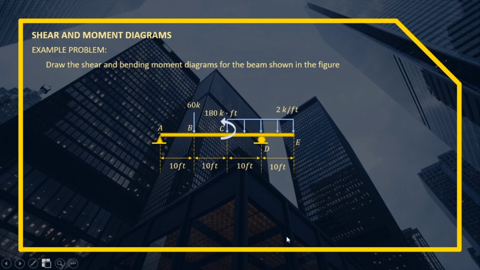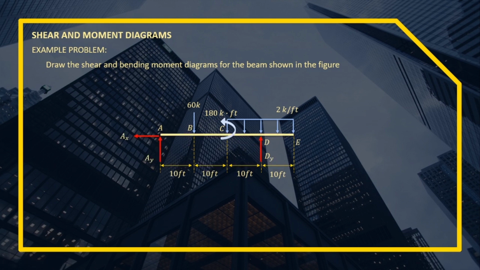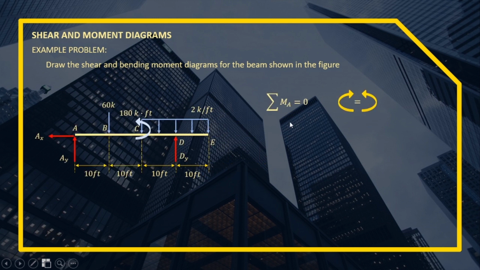That is distributed load. So yung first step natin, syempre, i-draw natin yung free body diagram niya, tapos i-solve natin yung external reactions natin. So meron tayong AY, AX, and DY. So first, yung equation of equilibrium, gamitin natin yung summation of moment about point A equal to 0. So, isolve natin yung DY. Or, equate natin lahat ng clockwise moment sa lahat ng counterclockwise.